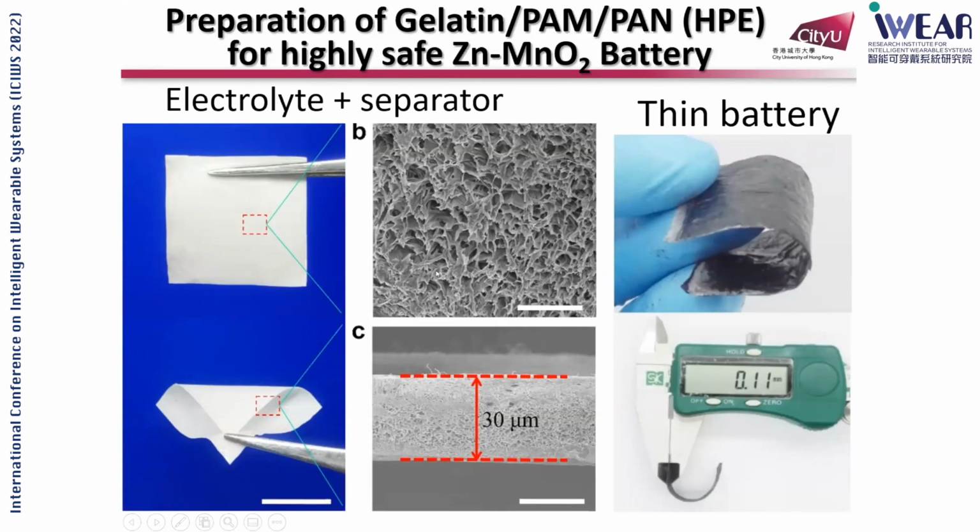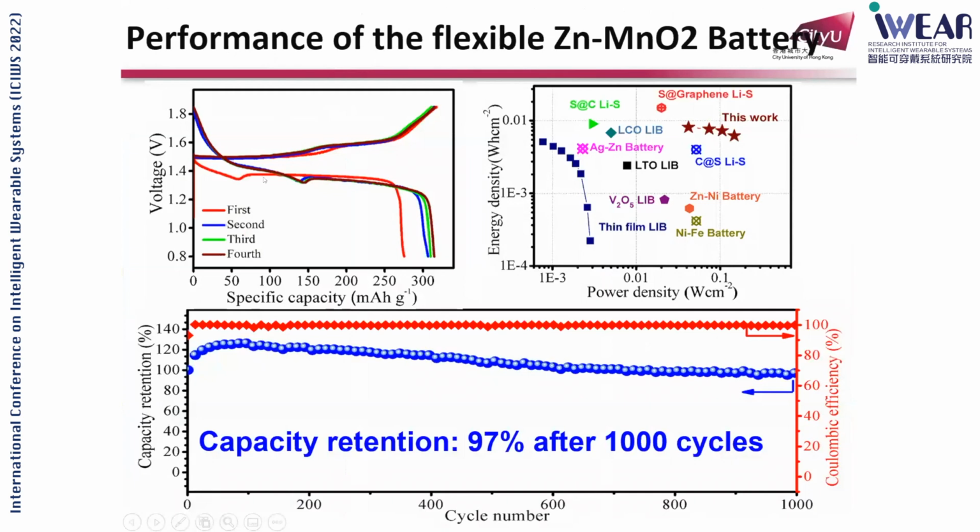If you sandwich this with two pieces of electrode, you get a piece of battery. It can be very thin, can be very soft. But honestly speaking, if you make it very thin, the energy stored in these batteries is not that much. Okay, so this is a typical zinc manganese oxide battery charge curve. We can make it cycle 1,000 times. It's pretty good in terms of energy density and power density, compared with other flexible batteries.